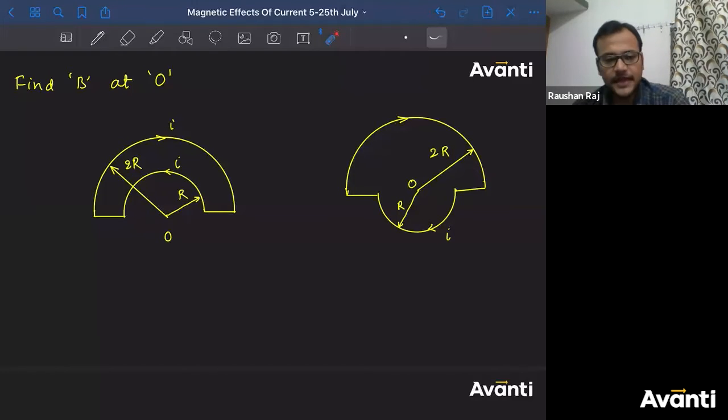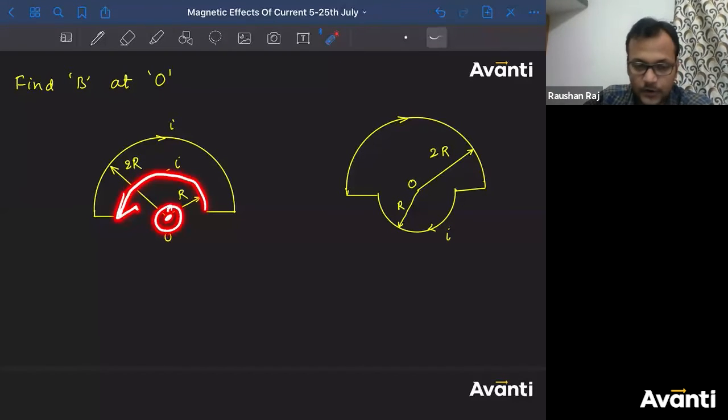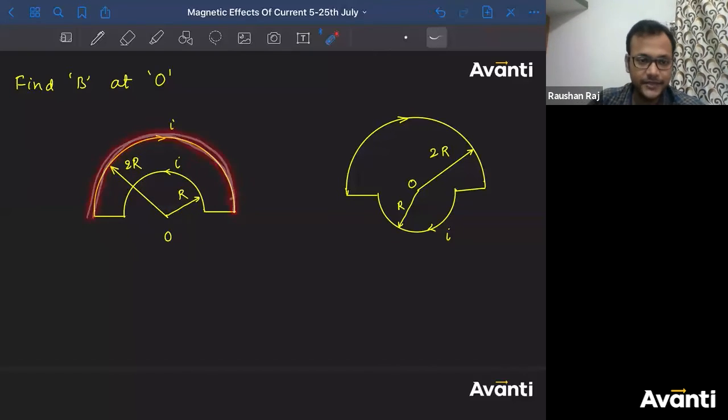Tell me, what will be the magnetic field because of this part? What is the direction of the magnetic field lines, into the plane or out of the plane, because of this? The first one with the radius capital R will be out of the plane, correct? Curl your right hand fingers like this, so the thumb will be out of the plane. What about the bigger one? Its direction will be into the plane.